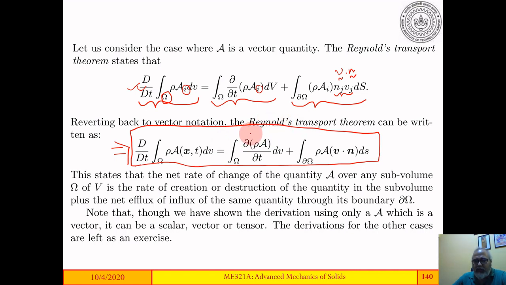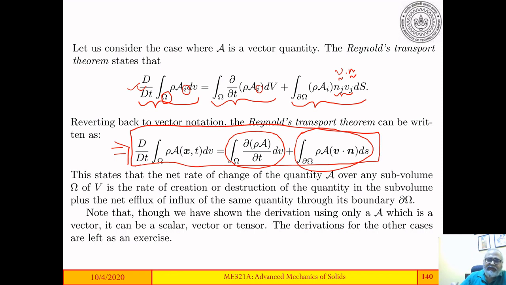Now, this again represents the amount of A that is being created or destroyed within the volume omega over time. This represents the amount of A that is leaving or entering the volume omega through its boundaries.